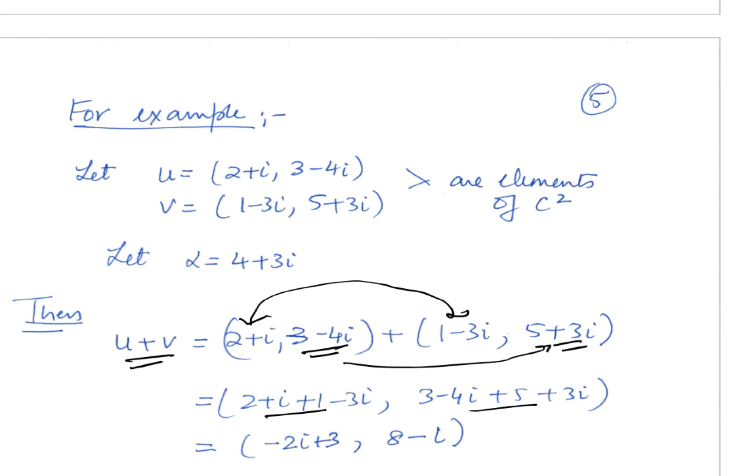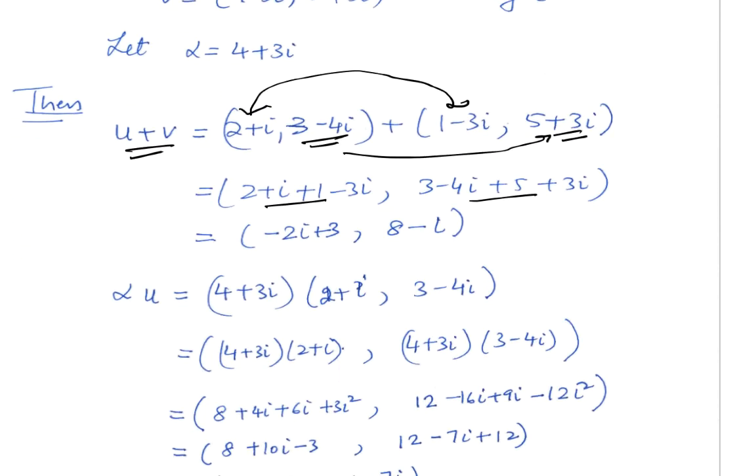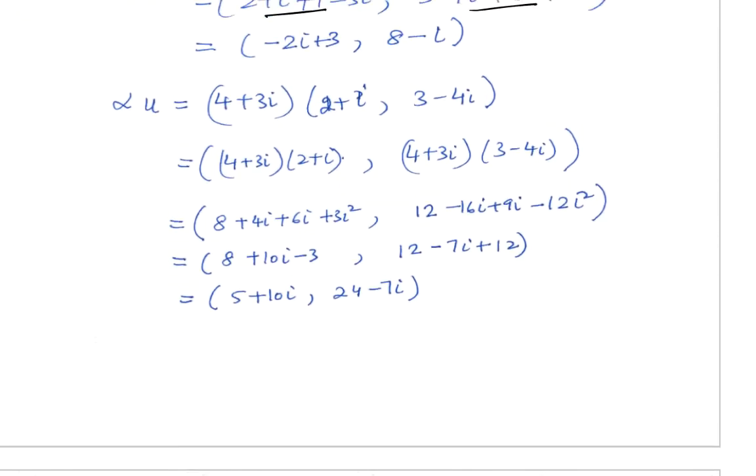But if I multiply a complex number by a complex vector, that means scalar multiplication, that's where you need to be a little careful, because now my alpha is a complex number and I'm multiplying it to u, which is in C2. So when you're multiplying, remember you're distributing this alpha to both the terms inside u. So you're getting (4 + 3i) times (2 + i), and (4 + 3i) times (3 - 4i).